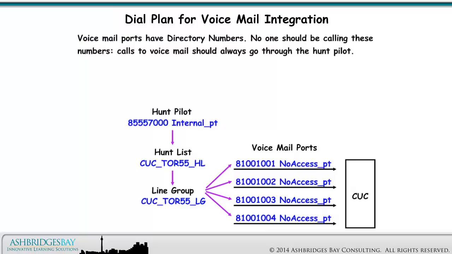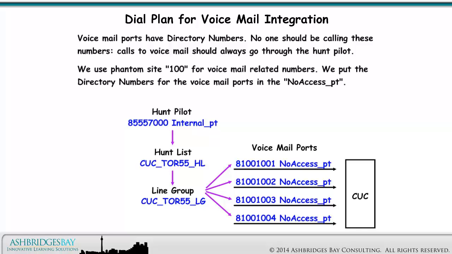Voicemail ports have directory numbers. No one should be calling these numbers. Calls to voicemail should always go through the Hunt Pilot. We use Phantom Site 100 for voicemail-related numbers. We put the directory numbers for the voicemail ports in the No Access partition.